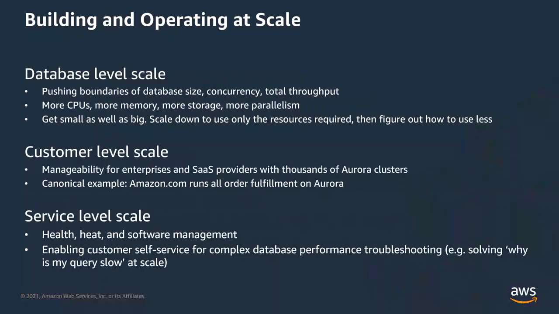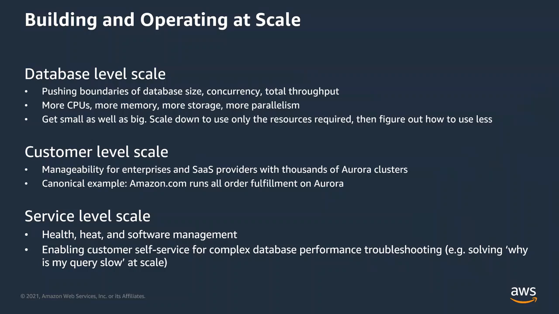So next slide. So the biggest challenge we have at AWS is scale. That's always the hardest thing. That's always the hardest thing at AWS is scale. And so we can look at scale on 3 different levels.